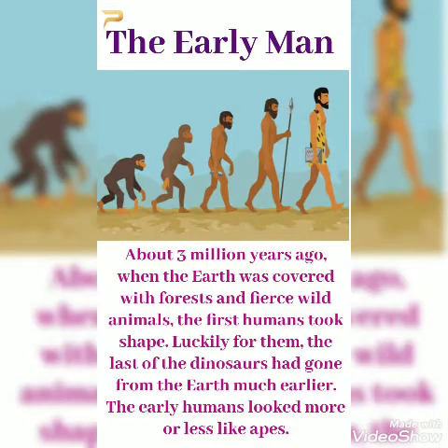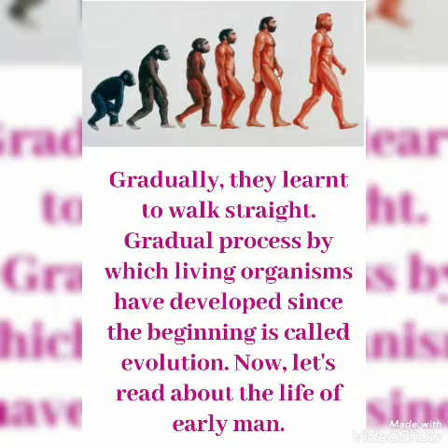About 3 million years ago, when the earth was covered with forests and fierce wild animals, the first humans took shape. Luckily for them, the last of the dinosaurs had gone from the earth much earlier. The earlier humans looked more or less like apes. Gradually, they learned to walk straight. The gradual process by which living organisms have developed since the beginning is called evolution.